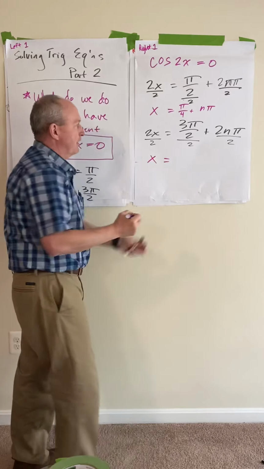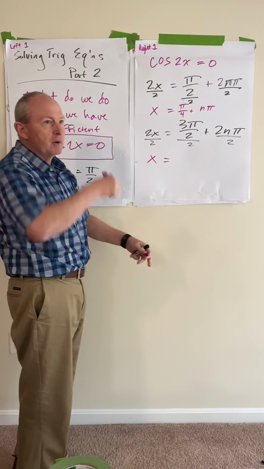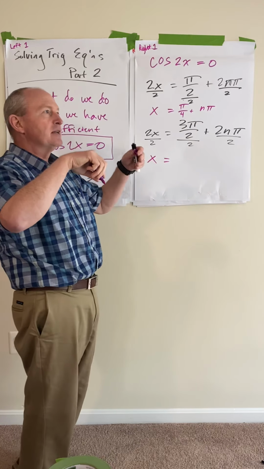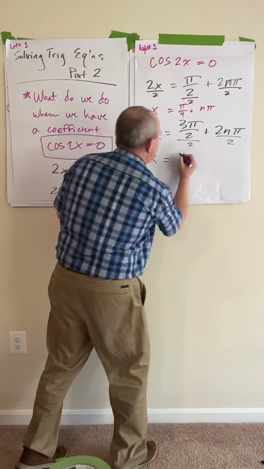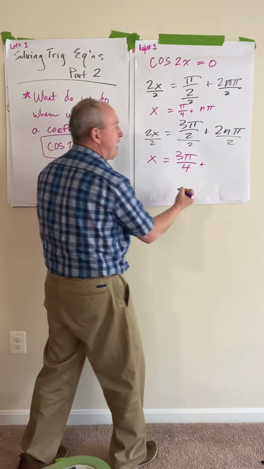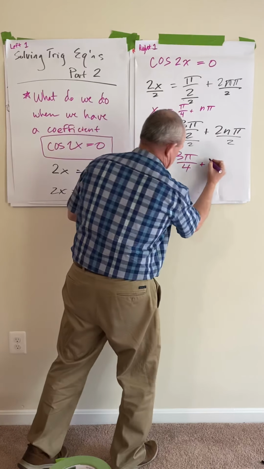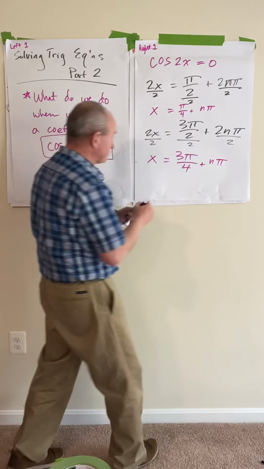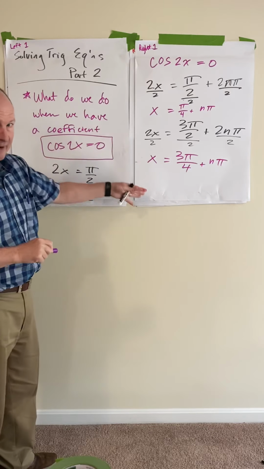x equals now 3 pi over 2 divided by 2. Well, that's 3 pi over 2 times 1/2. And so that's 3 pi over 4. And then 2n pi divided by 2 would be just plus n pi. So we got it right there.